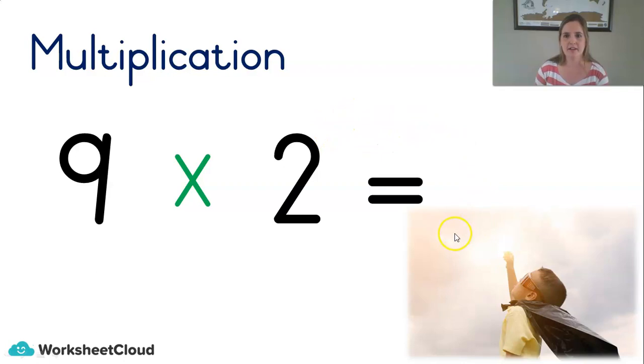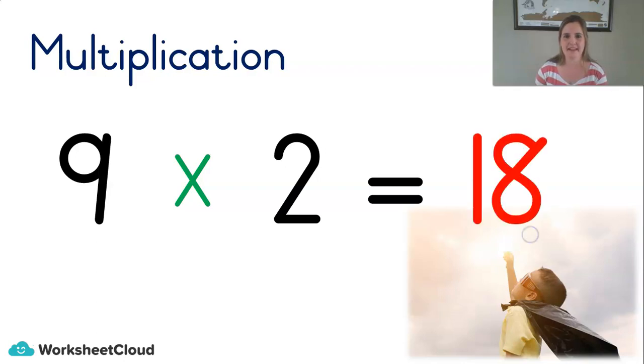9 times 2. Okay, you try that on your own. I'm going to give you a moment. 9 groups of 2, or you can count in twos 9 times, or you can think in your head double. Okay, see if you can get it. 18. Did you get it right? I'm so proud of you for trying. Keep trying. You're doing so well.